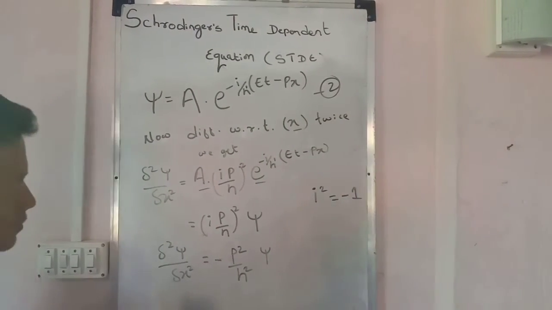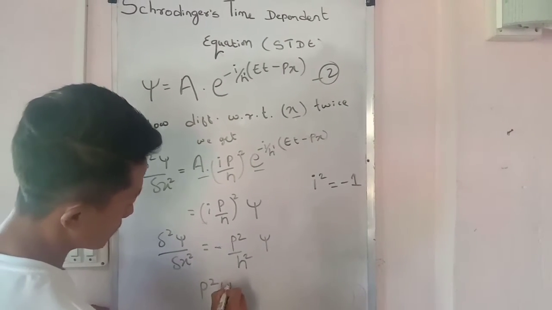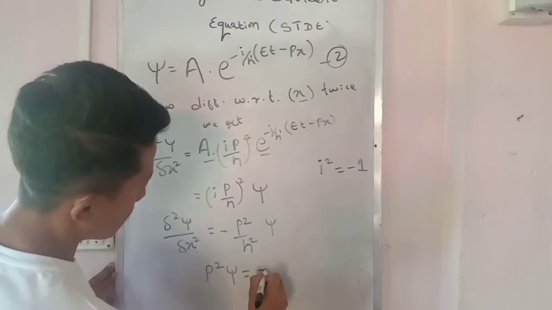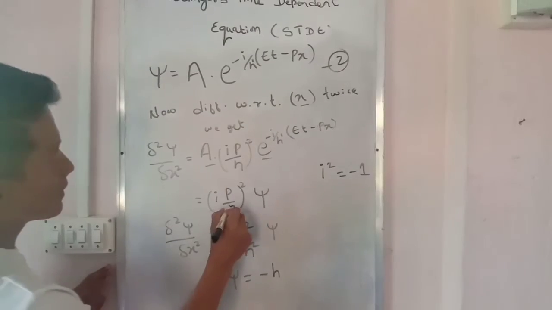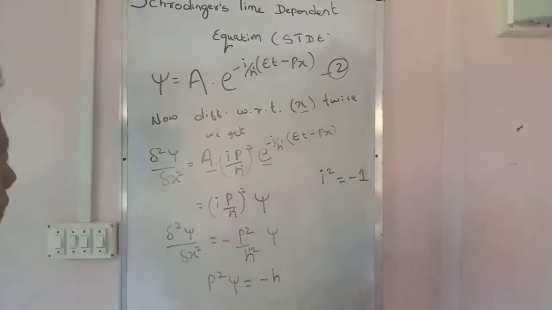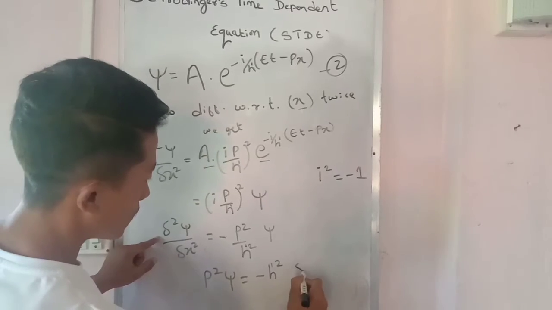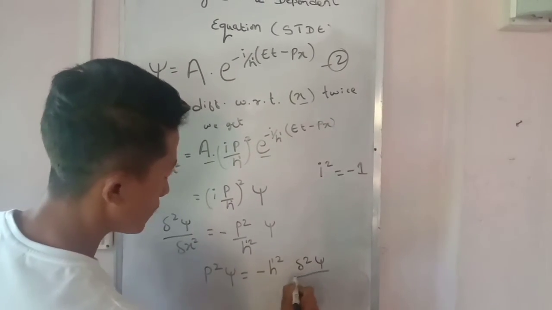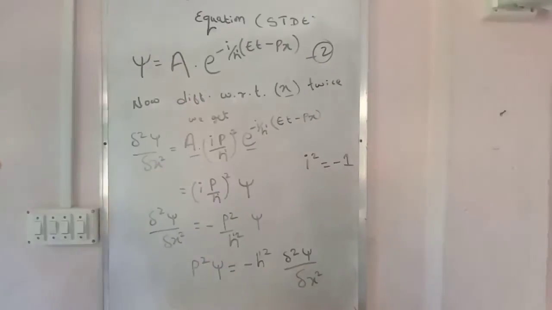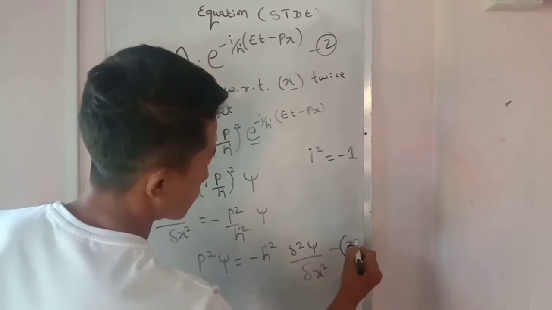From here, the value of p square psi will be minus h dash square del square psi by del x square, which is equation number 3.